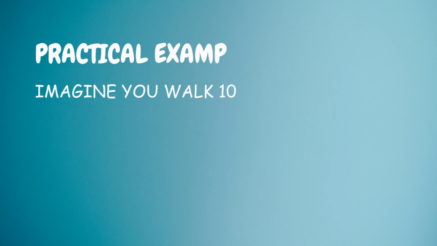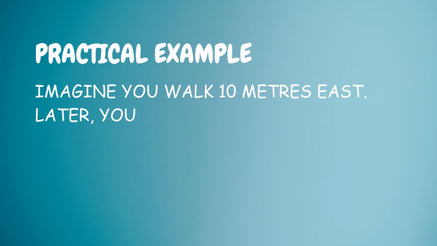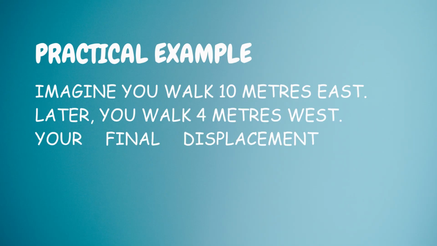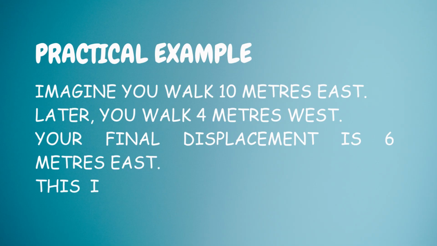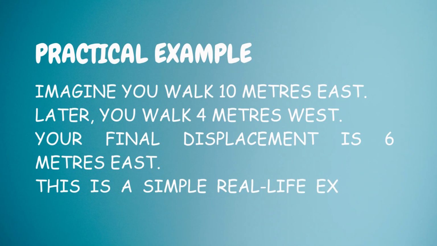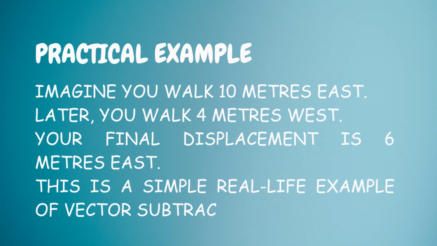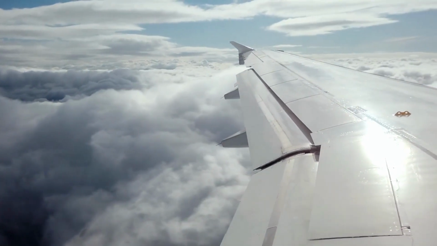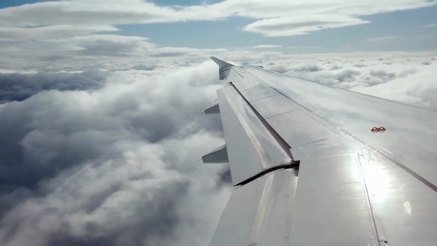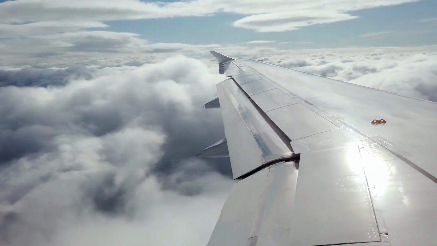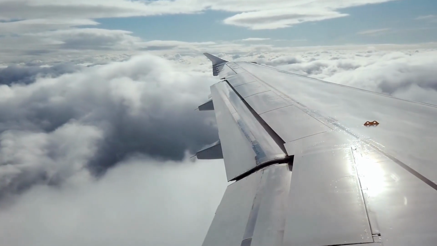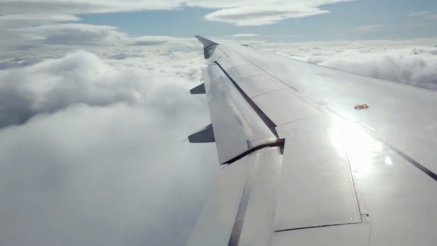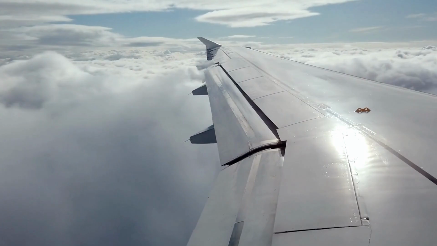Example. Imagine you walk 10 meters east. Later, you walk 4 meters west. Your final displacement is 6 meters east. This is a simple real-life example of vector subtraction. Another example is an airplane. Suppose an airplane flies north, while a strong wind pushes it south. The airplane's actual movement is determined by subtracting the wind vector from the airplane's velocity vector. This calculation is used in aviation every day.